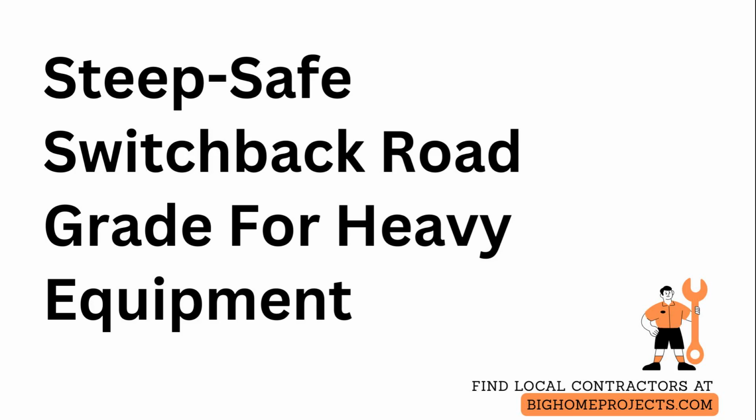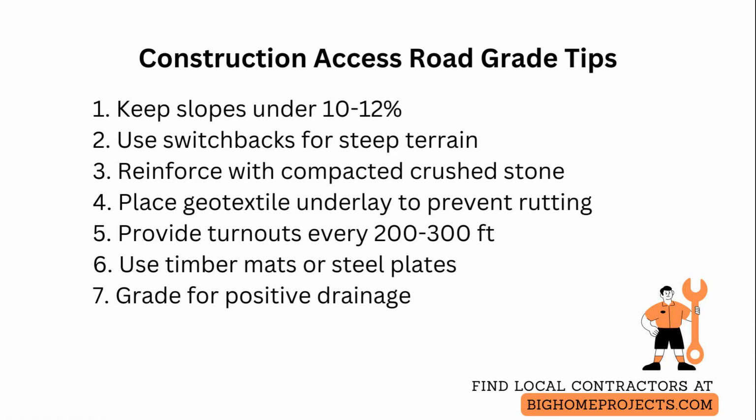Temporary construction access roads should aim for a manageable grade to keep heavy equipment safe and efficient. The thumb rule for construction access road grade of house construction is to keep slopes under 10 to 12% for temporary heavy equipment use, because steeper grades increase risk of equipment rollback and soil instability.